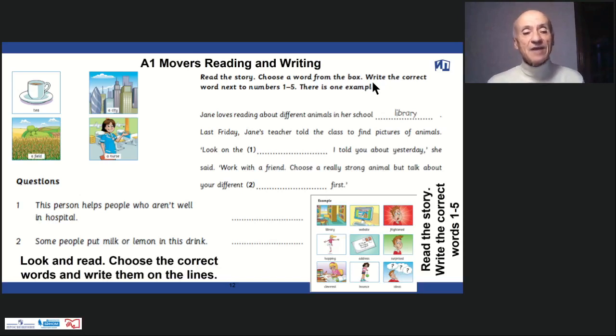Another one, which is in the picture on the left. Look and read, choose the correct words and write them on the lines.